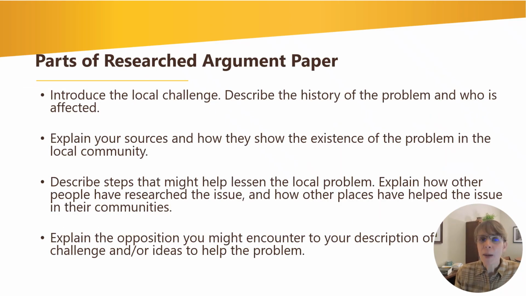So the parts of the paper that they write, which we call a researched argument, are number 1, students introduce the local challenge and describe the history of the problem and who is affected. Second, they talk about how they have learned about this issue. How can they support the existence of the problem in the community? And how have they seen this problem researched and addressed in other communities in the country or in the world? Finally, they explain the opposition that they might encounter to their description of the challenge and or their ideas to help the problem.